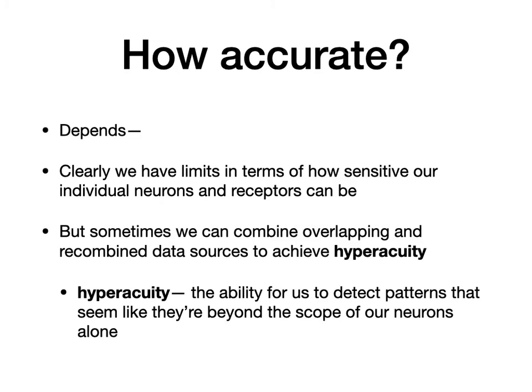Clearly, we have to have some kind of limit in terms of how sensitive our neurons and receptors are, right? There's only so many of them in the eye. They take up a physical amount of space. They can only be firing or not, right? So we can't see infinitesimally small. We can't see individual atoms, right? We can only see a certain kind of pattern. But the fact is that we can combine activity from nearby sources to achieve what's known as hyperacuity. Hyperacuity is the ability for us to detect patterns that seem like they're beyond the scope of the neurons on their own. Let's do an example.